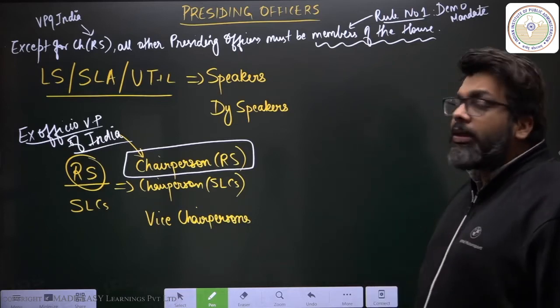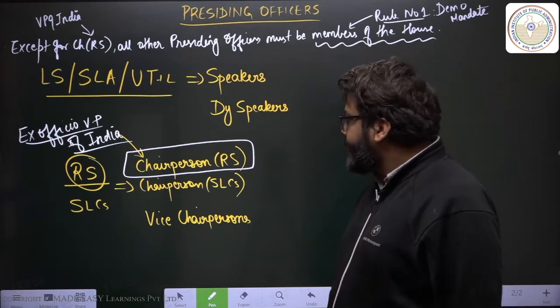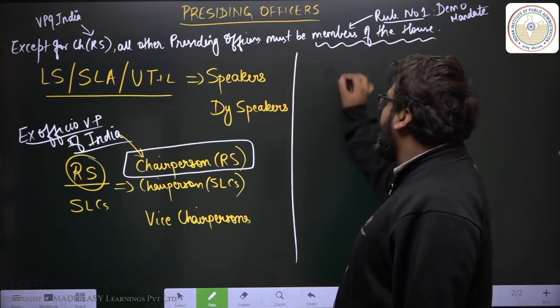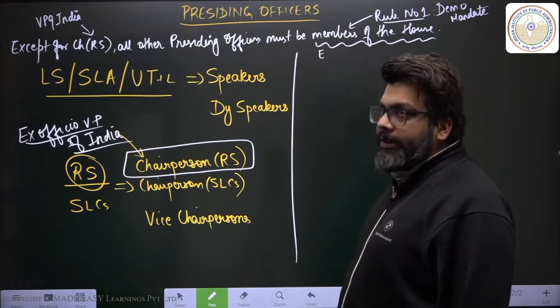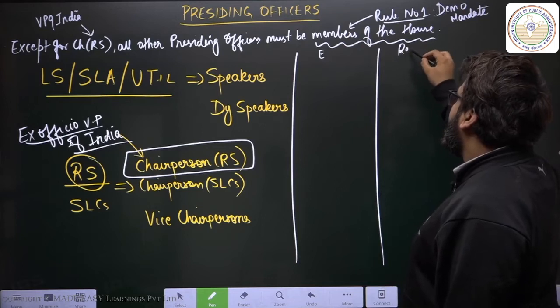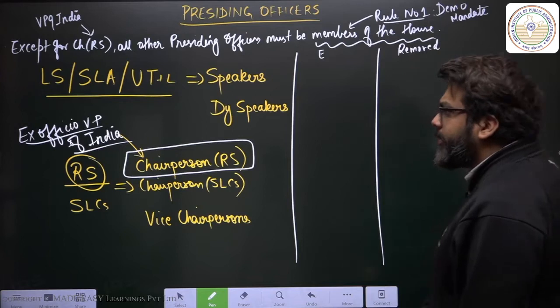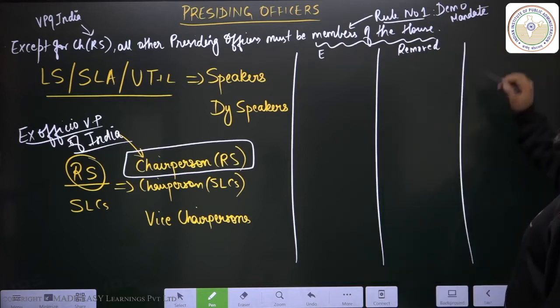Now let's come to the next parts. See, very simple. We're going to first look at how they are elected. Then we're going to look at how they are removed. And then we'll probably look at some special powers. That is it.